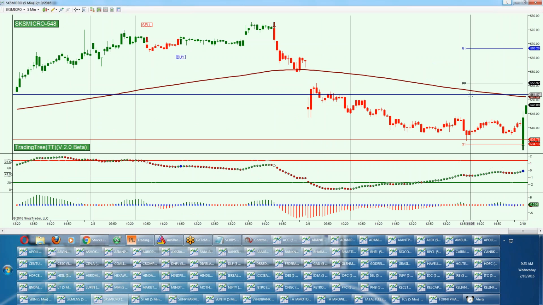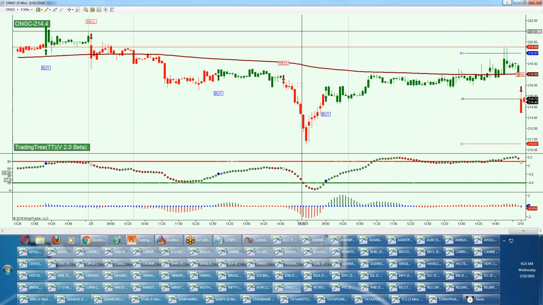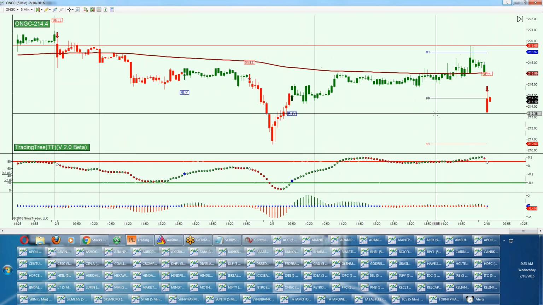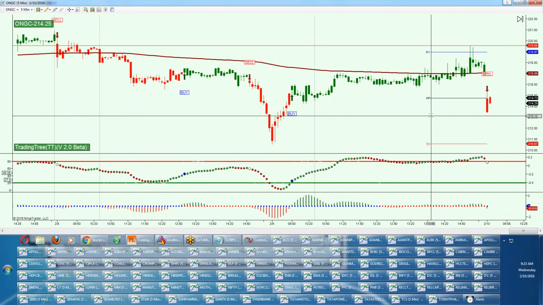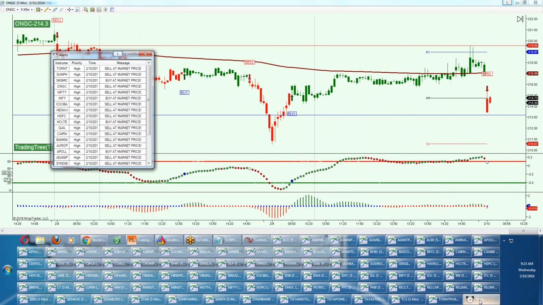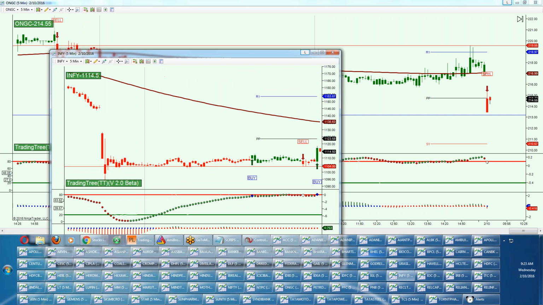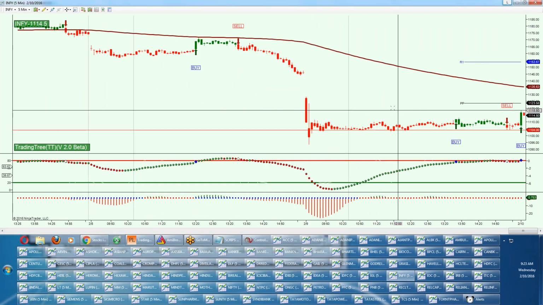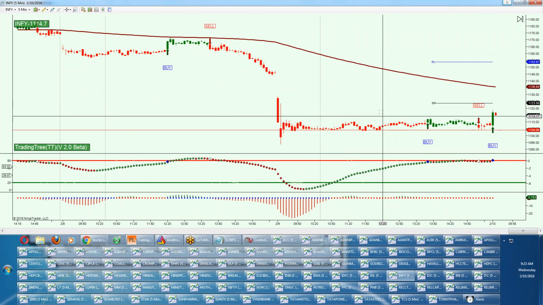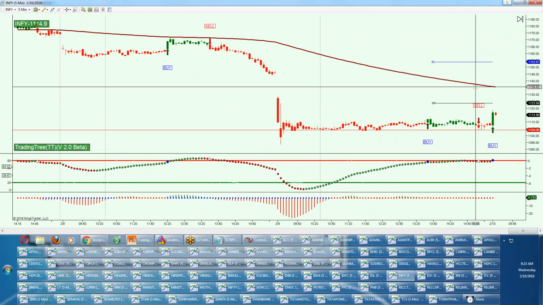Let's say 552. ONGC, we have this gap down sell. In case it comes down, we will short it here, 213. We have Infy, ICICI. Infy is a buy. So let's wait on Infy, because you have two resistances here, that is your PP and this brown line.